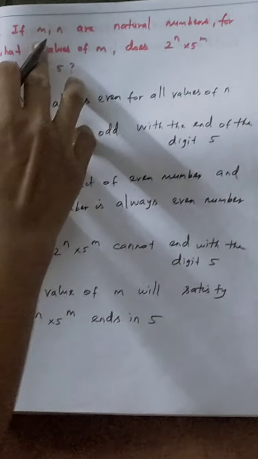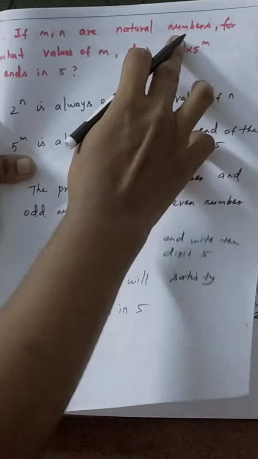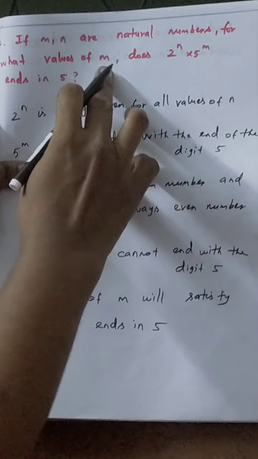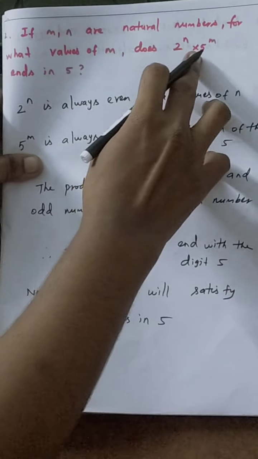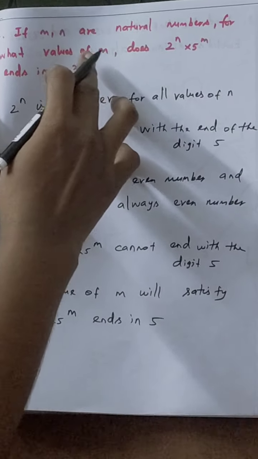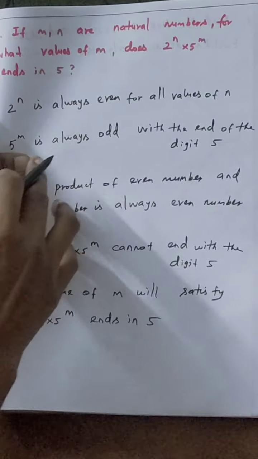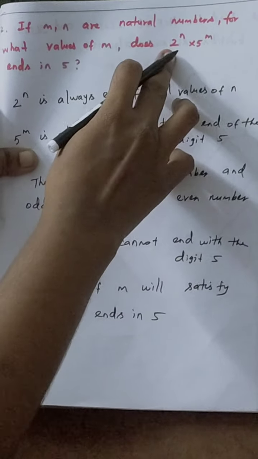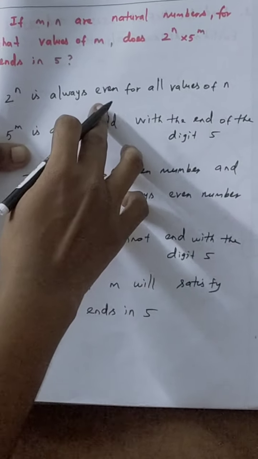Second question: if m and n are natural numbers, for what values of m does 2 power n into 5 power m end in 5? Prove it, find the value of m. So first, look at 2 power n.